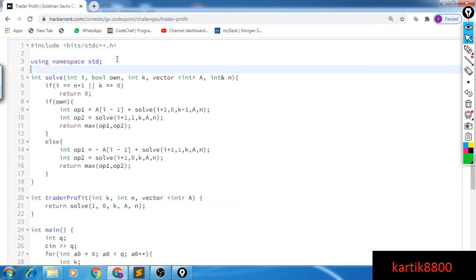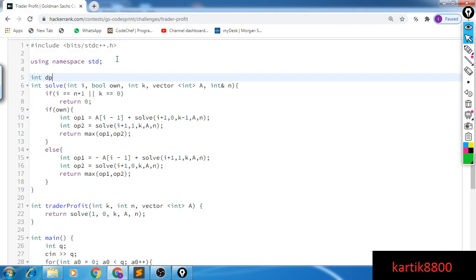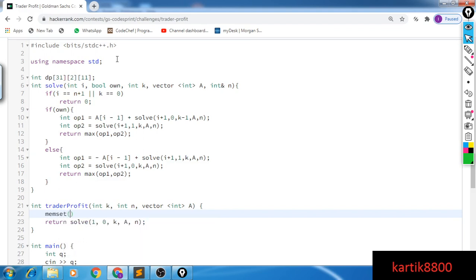So let me optimize it by adding a simple dynamic programming table. I'll say this is the number of days here. Days can go up to 30, I guess, so 31. This will be own, so two values, either I own or not. And finally a K, and K can go up to 10, I guess, so let me put it as 11. Let me initialize this DP table to something that tells me these values are invalid, or I haven't solved these subproblems yet.